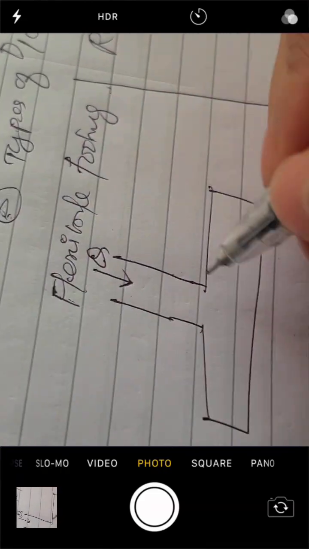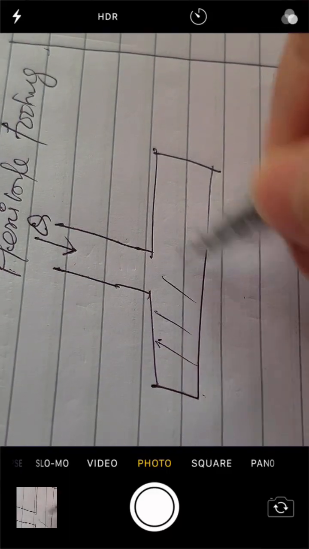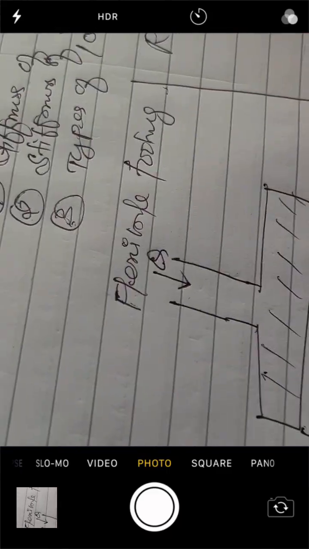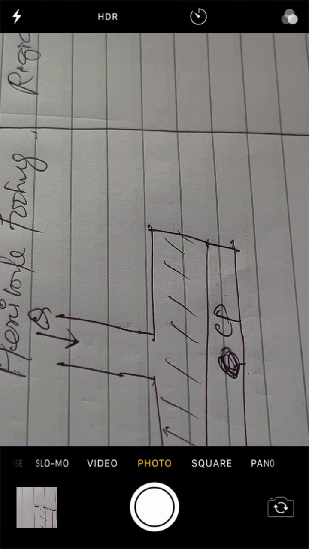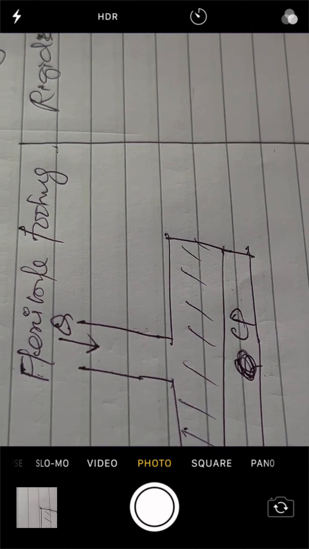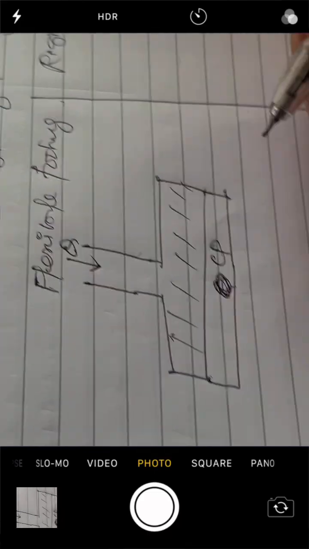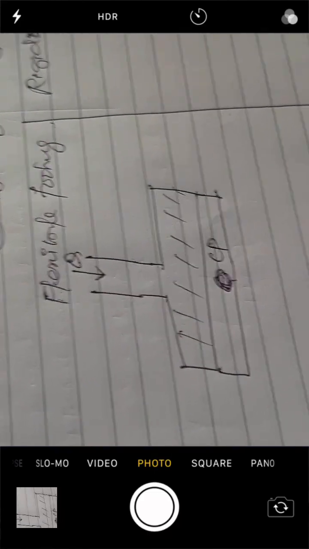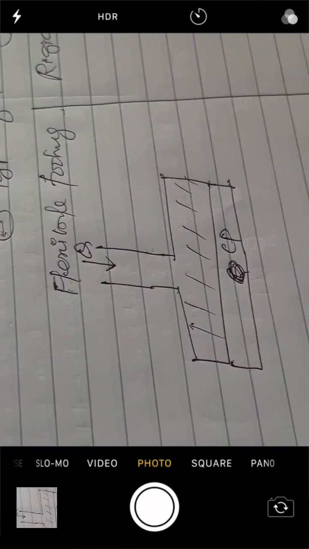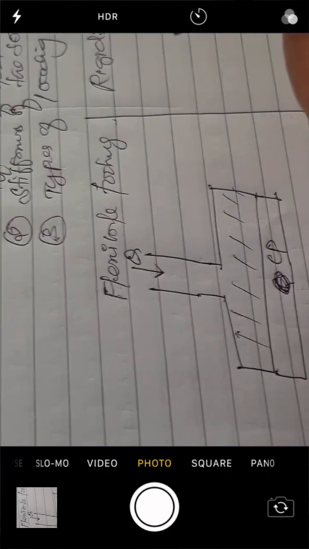Q is applied, and this is my footing. And now we will see the effect of this contact pressure, how it acts on the flexible footing and on the rigid footing. So first of all, you need to note down only two points that would help you to draw the diagram or understand the diagram.